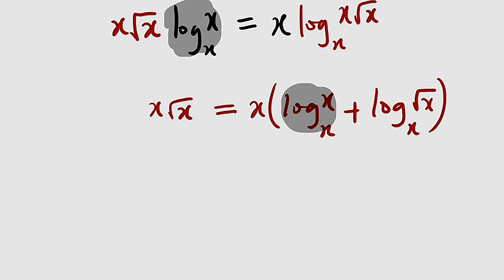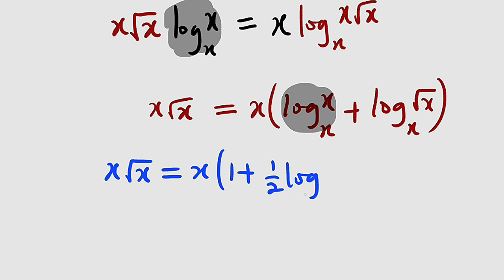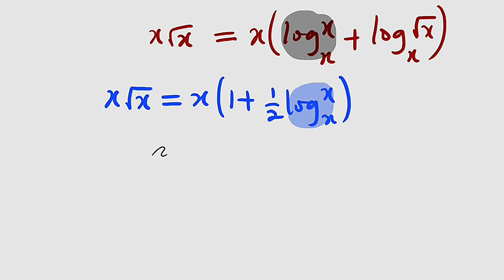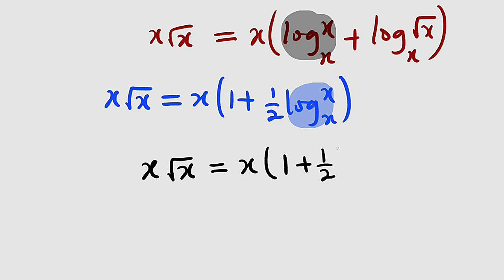So let's simplify further. To the left hand side we have x root x. To the right hand side we have x in the bracket 1 plus, and we can even bring it directly, 1 over 2 log of x base x. Log of x base x is also equal to 1. To the left hand side we still have x root x, and to the right hand side we have x multiplied by 1 plus 1 divided by 2.